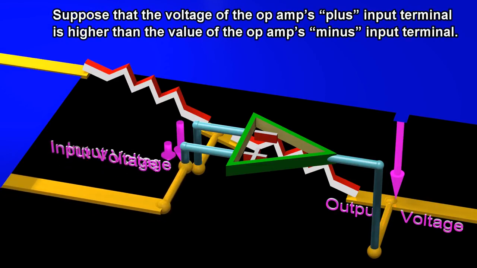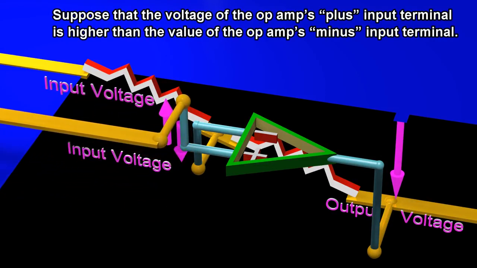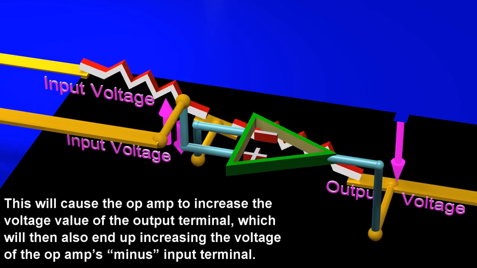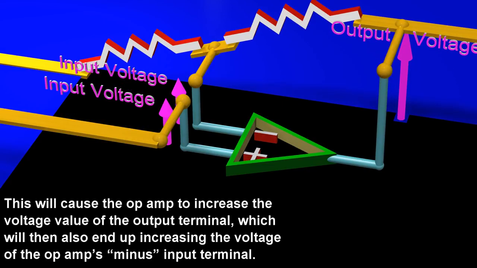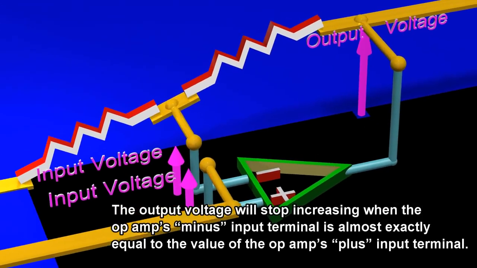Now we'll see the positive value. If the non-inverting input is positive, the output also becomes positive like this. This will increase until the inverting voltage equals the non-inverting positive supply.